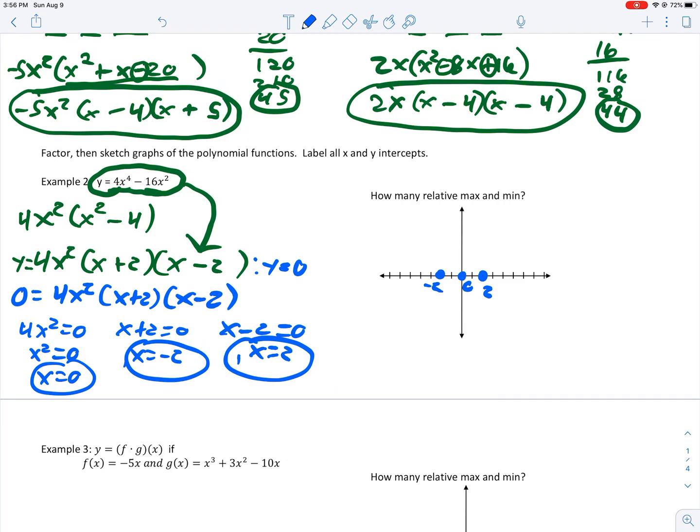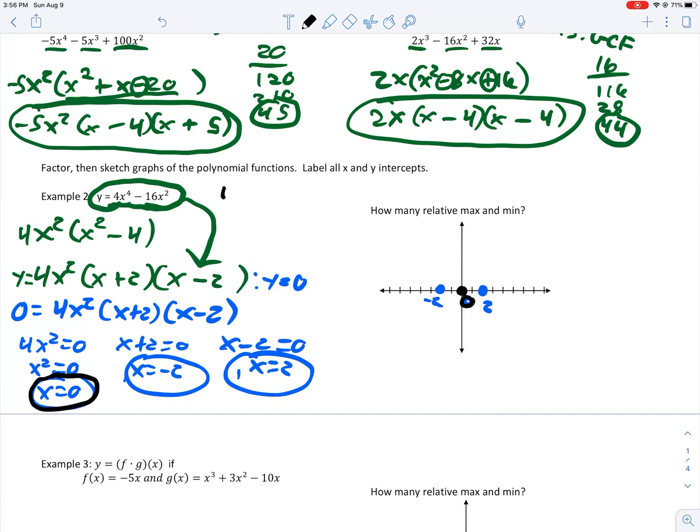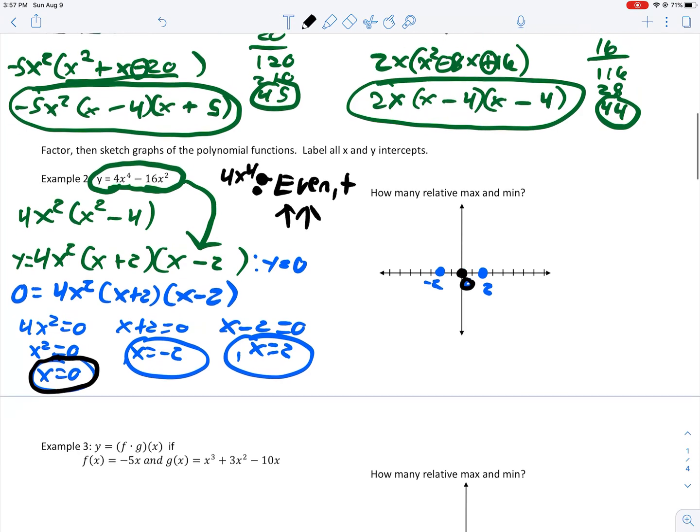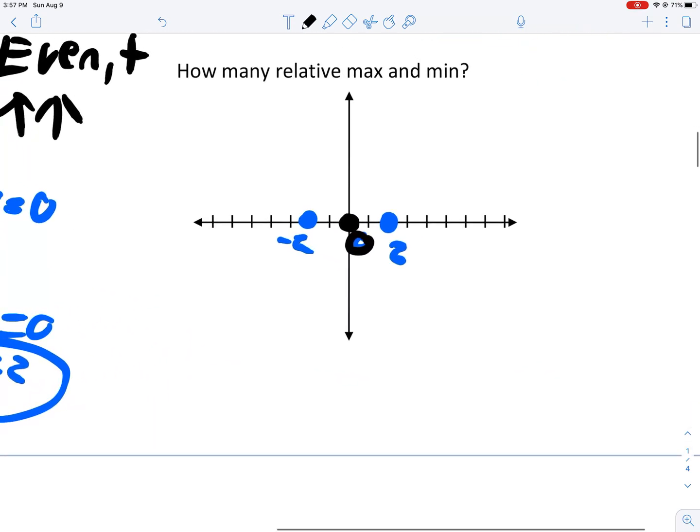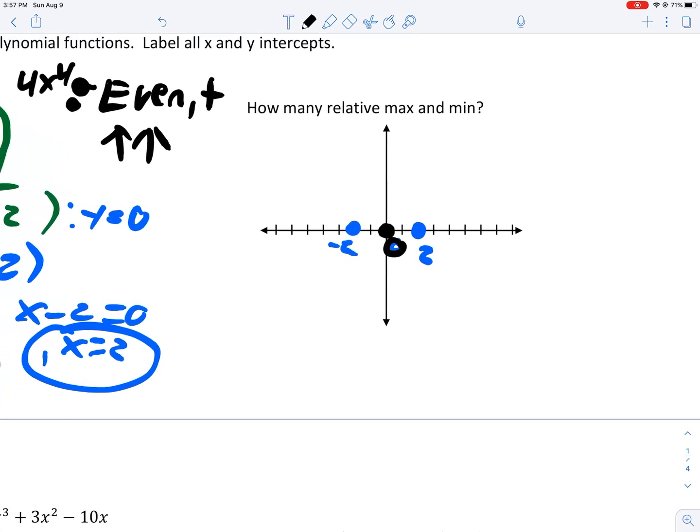Now I need my y-intercept. Good news is we already have the y-intercept. It's right there at 0. That's what's nice about having an x-intercept of 0. It's also a y-intercept. So I have my x-intercept, I have my y-intercept. So now I need the end behavior. Well, it's 4x to the 4th. So that means it's even and positive, so it's high to high. So now I have everything I need. X-intercepts labeled, done. Y-intercept, done. End behavior, done. So now I can sketch the graph.